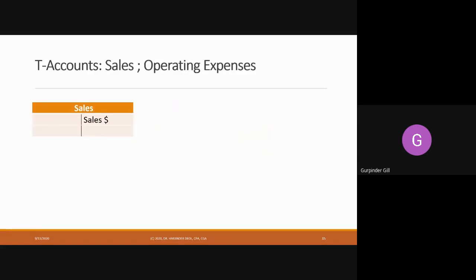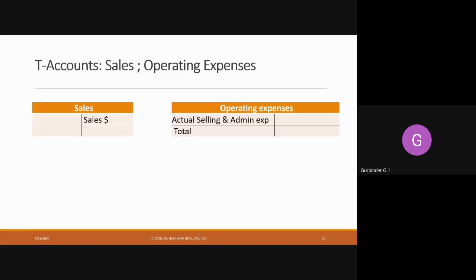Our sales account has the normal balance of credit. Our operating expenses have normal balance of debit. So all of our selling and administrative expenses will be listed here on the debit side.